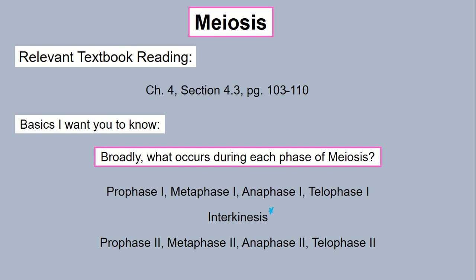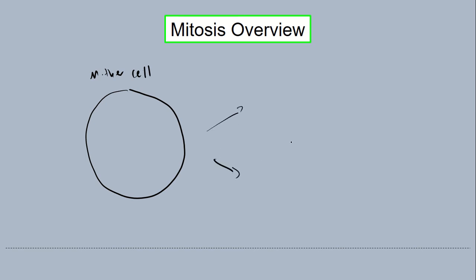So let's get into it a little bit. I want to start with a little bit of a review of mitosis. Mitosis is relatively simple, especially compared to meiosis. Mitosis starts with a single mother cell, and the end product of mitosis is two daughter cells.